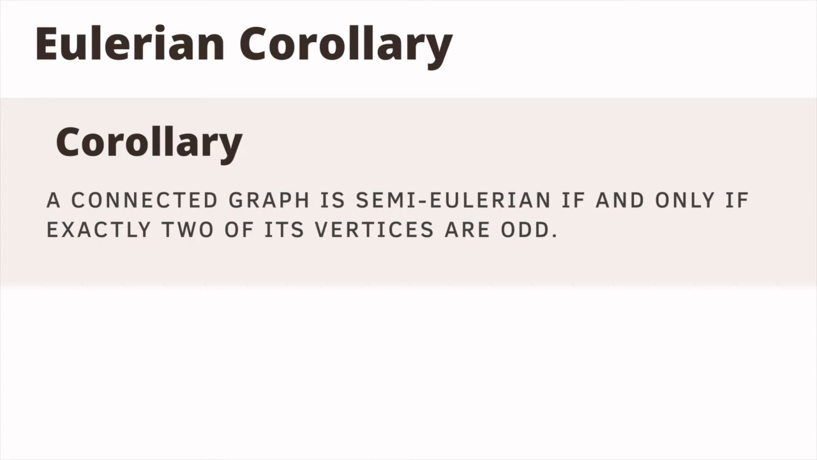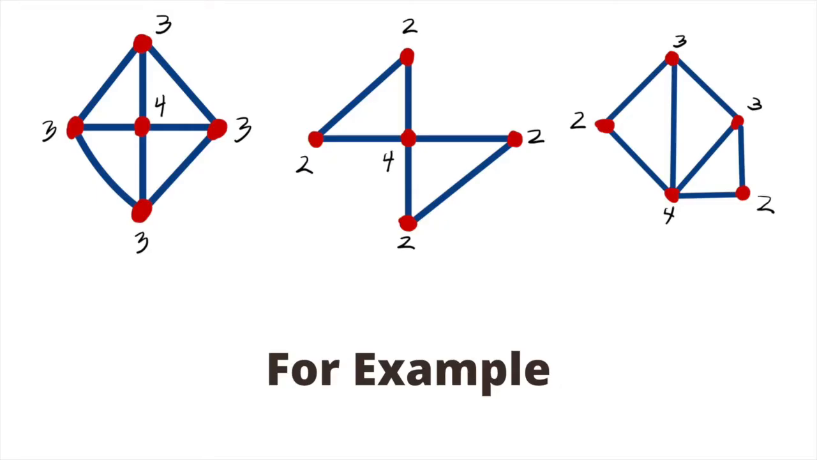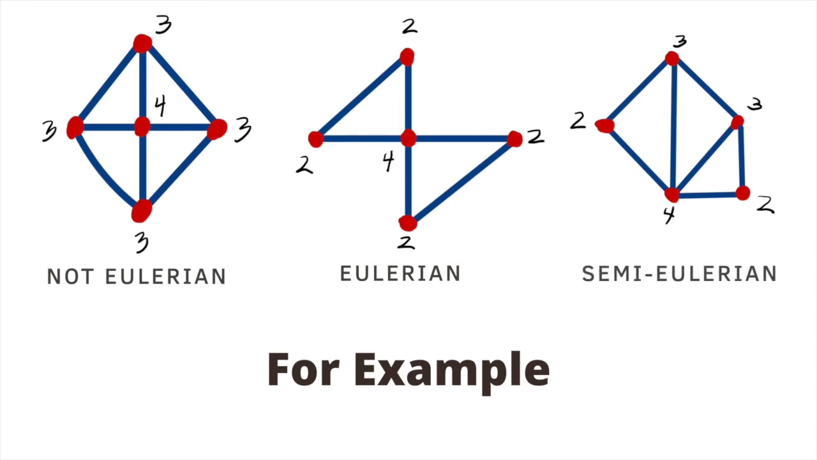Now let's take a look at the same examples. In the first graph on the left, it is not Eulerian because it contains 4 odd degree vertices, which is backed up by Theorem 1. Any vertices of odd degree is not Eulerian. In the second graph, in the middle, it is Eulerian because all of the degrees of the vertices are even, which supports Theorem 2. In the third graph, on the right, it is semi-Eulerian because it follows the corollary where there are exactly 2 vertices that are odd.